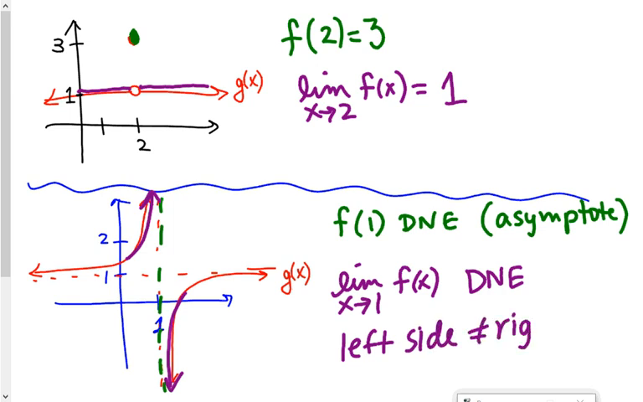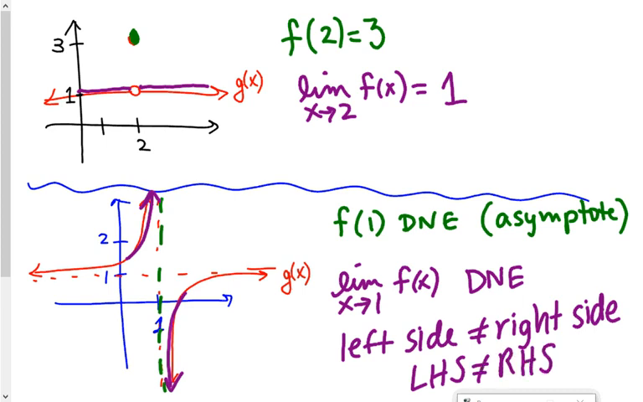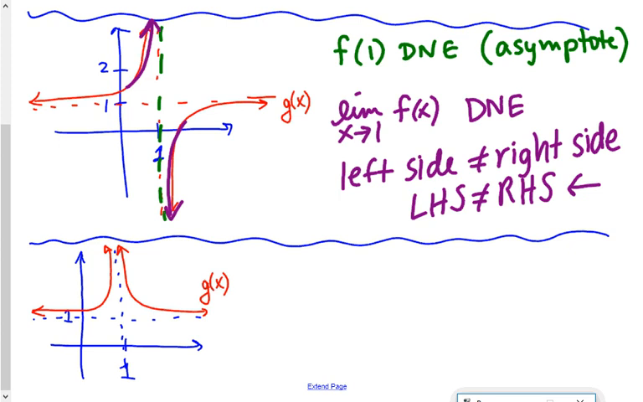Okay. And I don't usually use a lot of abbreviations, but it is kind of common to say LHS does not equal RHS for the left-hand side does not equal the right-hand side, if you don't want to write out all the words. If it were on an AP Calculus exam, you'd probably want to write out all the words, but I'm okay with the abbreviation. Okay, so in this next one, again, my f of 1 does not exist because it's an asymptote.